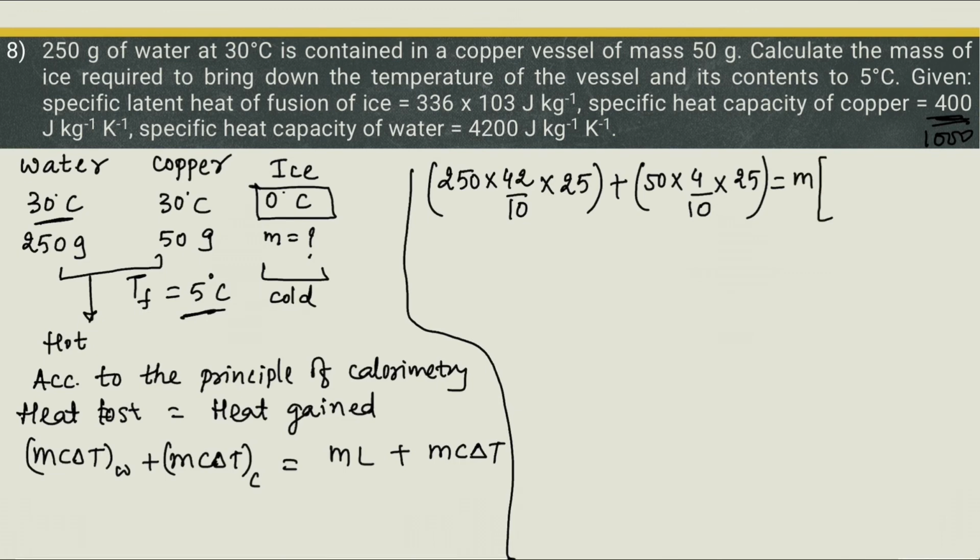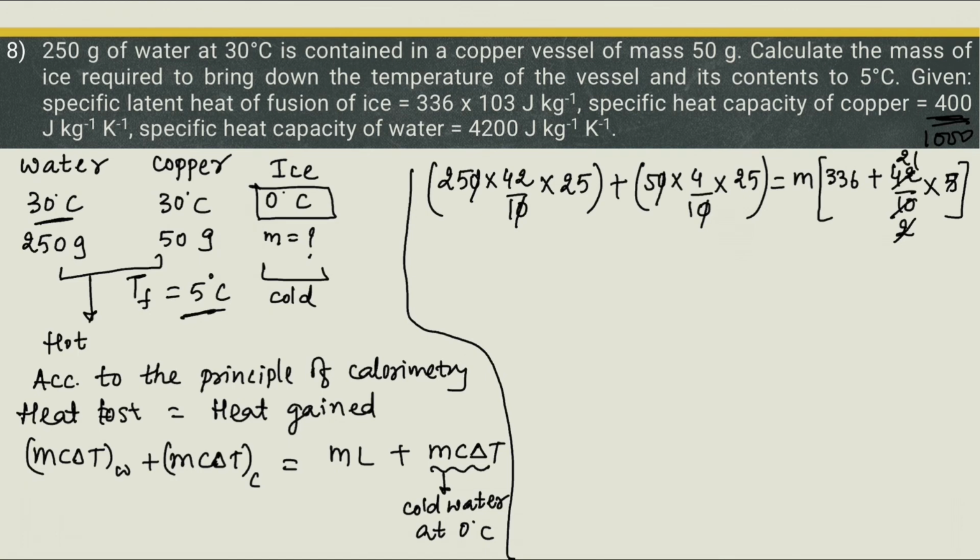So I will take m common from the right side. L is equal to 336 plus C 4.2 into delta T is 5, right? Because this is mc delta T of cold water at 0 degree Celsius. So when the temperature of cold water increases from 0 to 5, of course, delta T is 5 degrees Celsius. Okay. So 0 and 0 get cancelled. Here also 0 and 0 get cancelled.